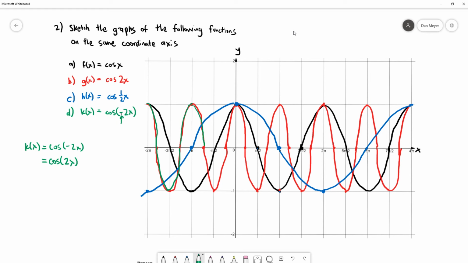All right, so I'm not going to finish drawing. The green graph would have been the same as the red graph. So if I was doing some good labels here, the black graph is y equals cosine x, and the red graph would be y equals cosine of 2x, which is also the same as cosine of minus 2x. And then the blue graph would have been y equals cosine of 1/2 x.